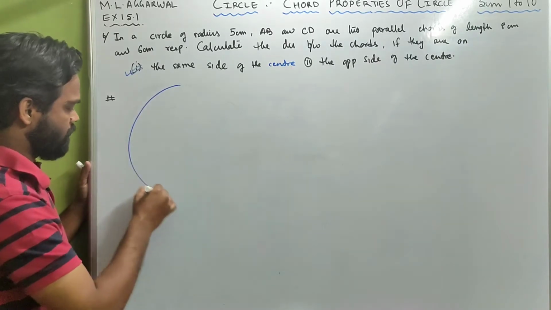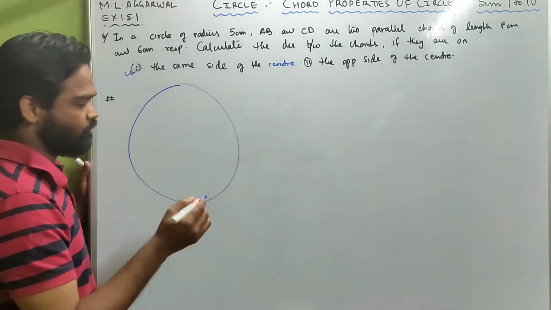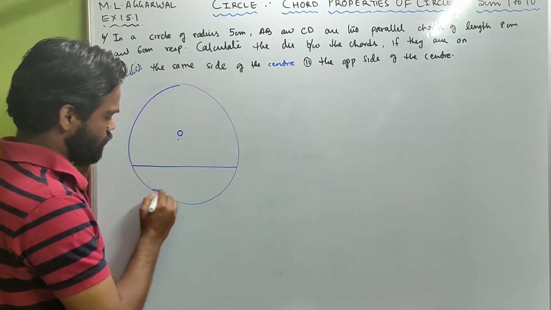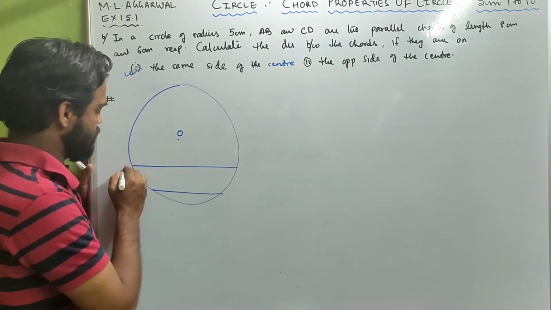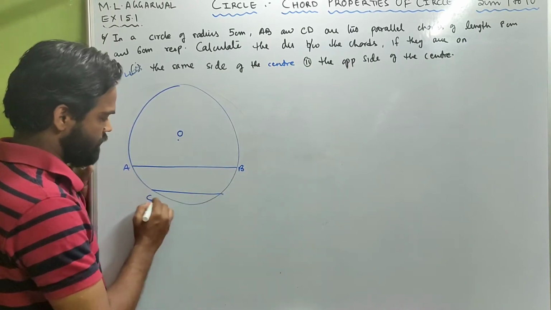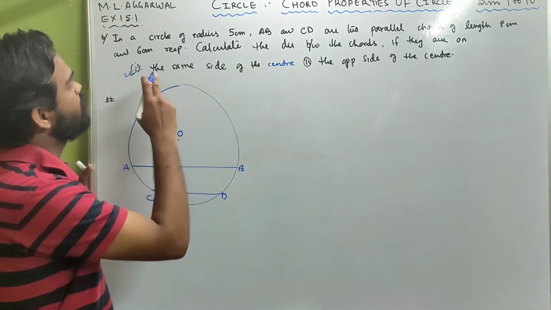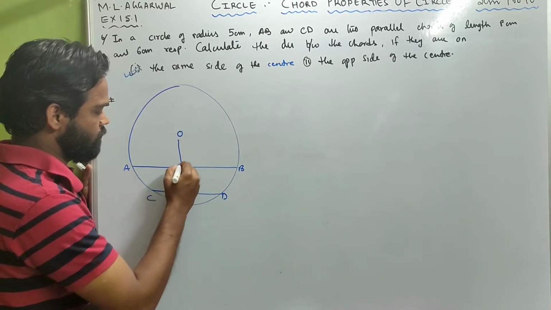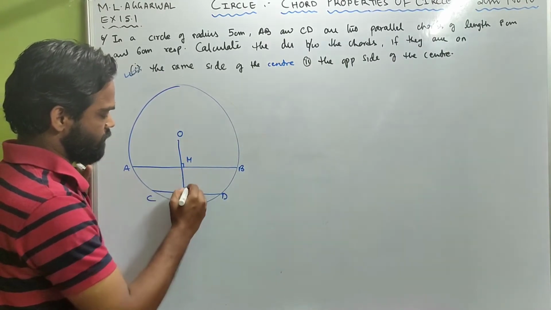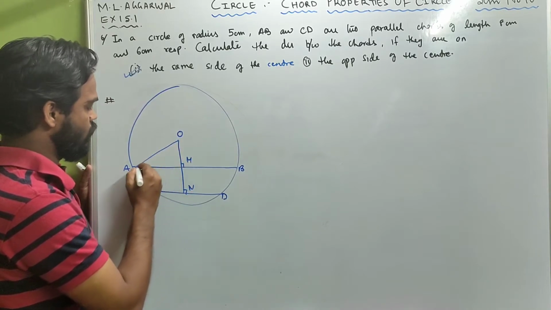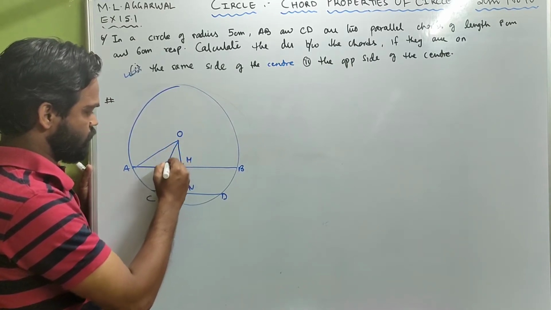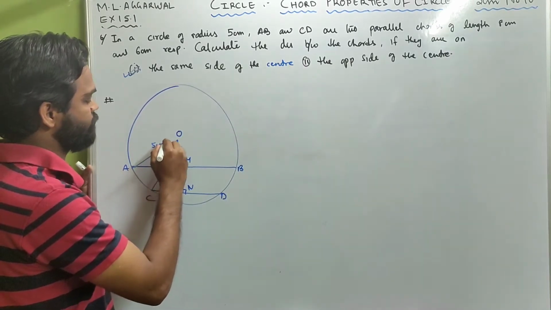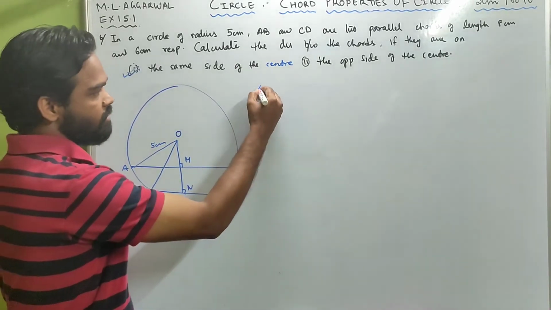First thing, the diagram has to be clear. Suppose this is a circle, center O. There are two chords, AB is 8 centimeter and CD is 6 centimeter. Okay, I'll drop a perpendicular on both. This is M, this is N, and the radius, that is OA as well as OC, is given as 5 centimeter. Now AB is 8.